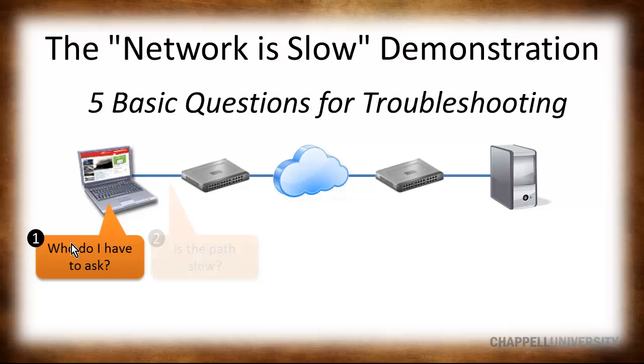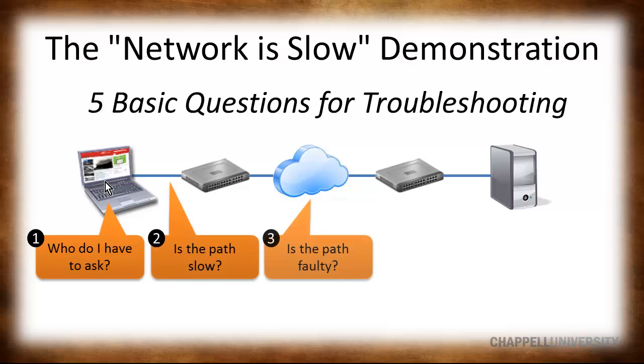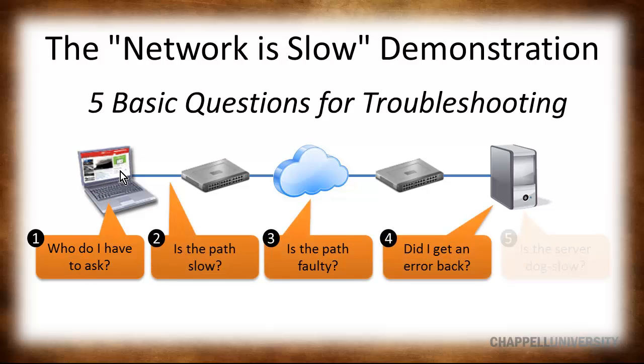The first thing is, who do they have to ask for this information? Do they have to go to just one server? Do they have to go to a lot of servers? Then we ask, is the path slow? And we're looking at the round trip time between where the client is and each of the servers that it must communicate with. We also want to know if the path is faulty.